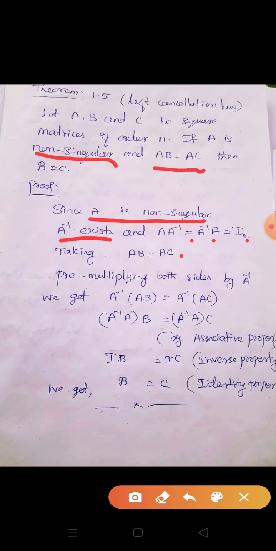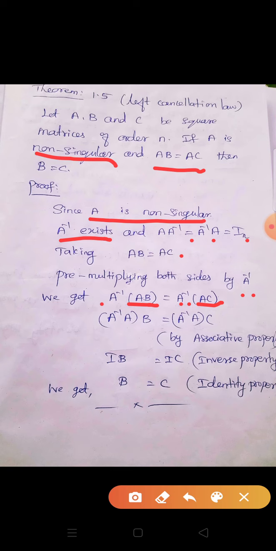Here AB is equal to AC. This is the left cancellation law. Pre-multiplying both sides by A inverse, because we are going to cancel on the left side. So we multiply A inverse on the left side of AB, and on the left side of AC. So, pre-multiplying both sides by A inverse.